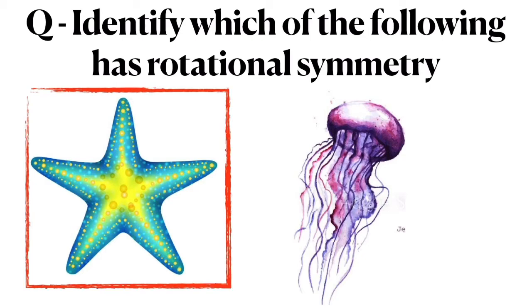Your answer would be starfish. But why? Why have you chosen a starfish here? You will say, because when we rotate this figure, it gets the original shape 5 times in one complete rotation. But if we rotate the jellyfish, we do not get any angle where we get the original shape. Hence, this star shape has rotational symmetry.